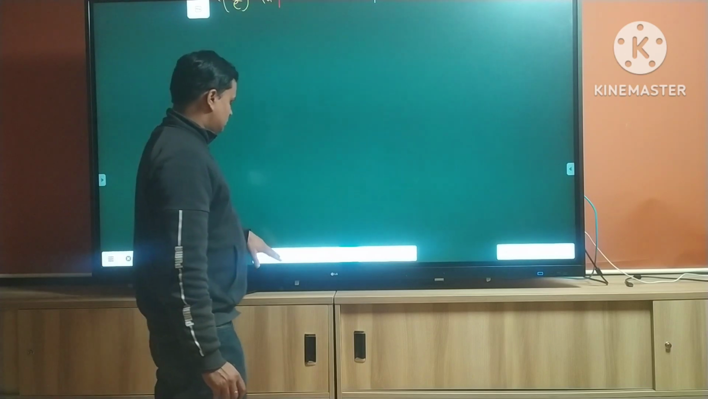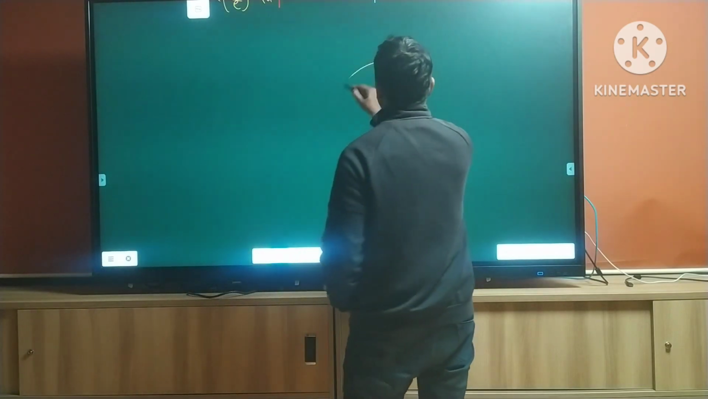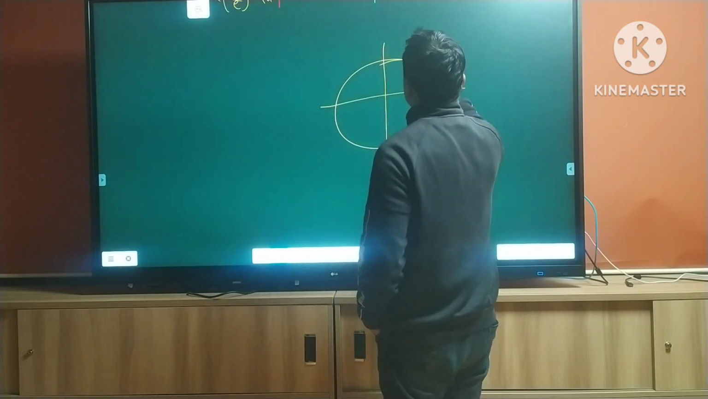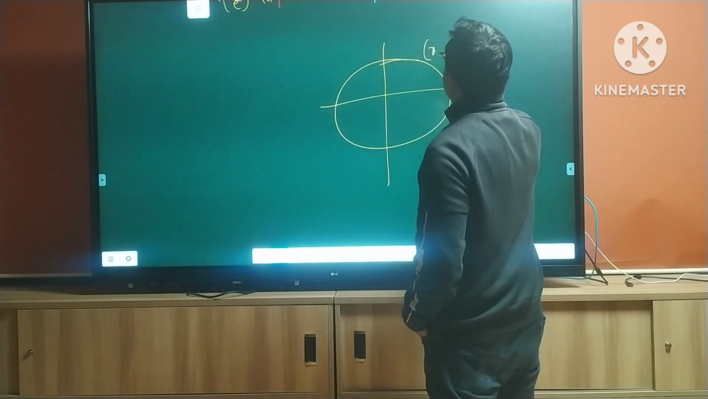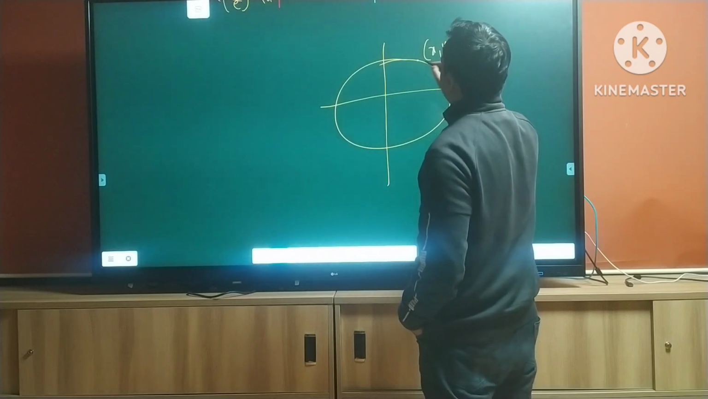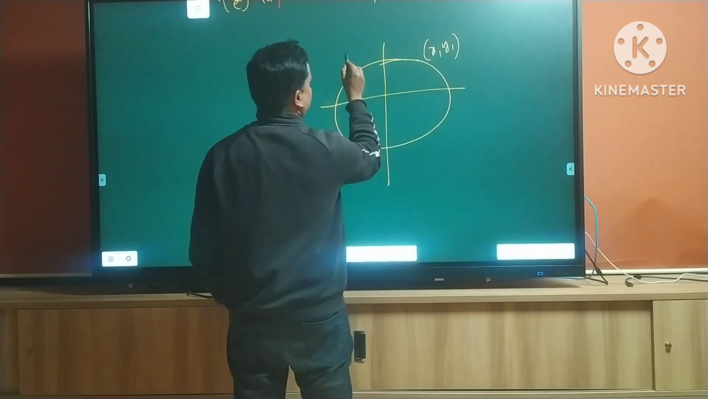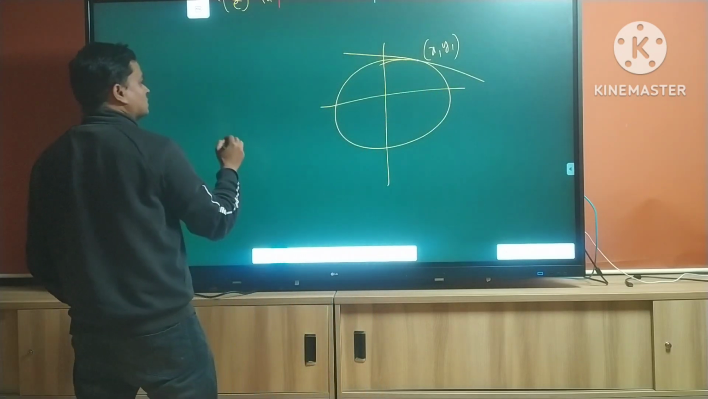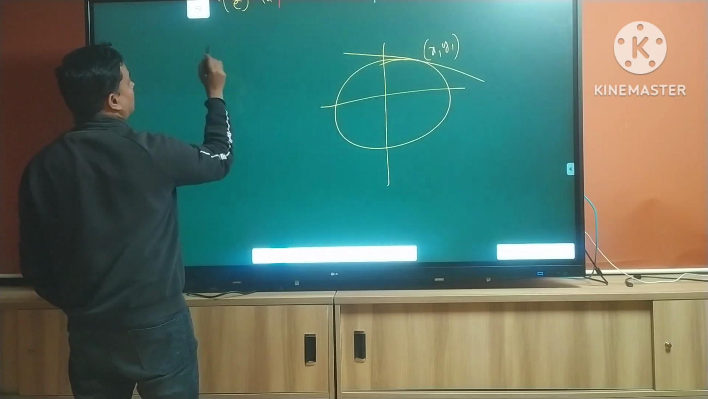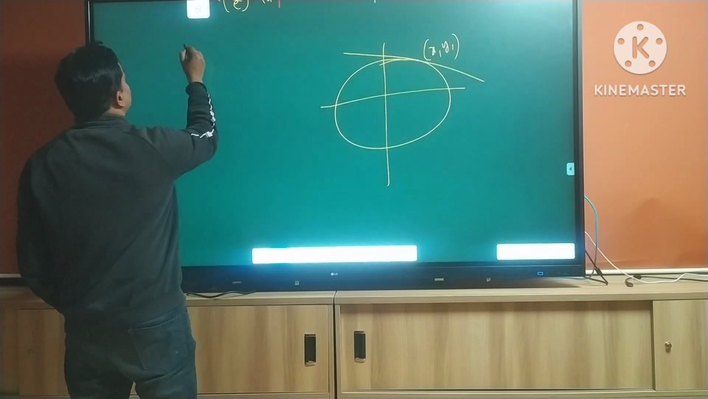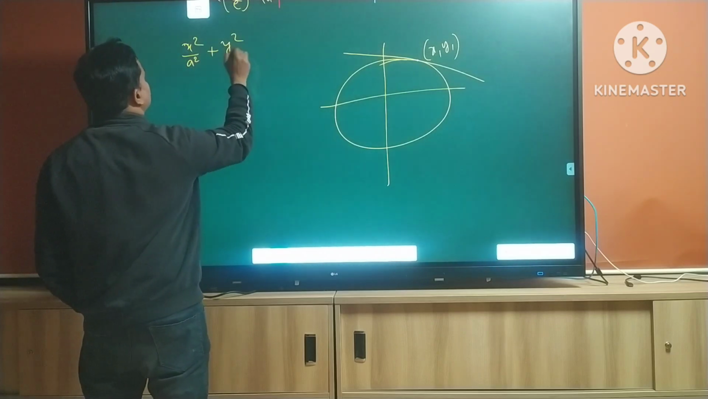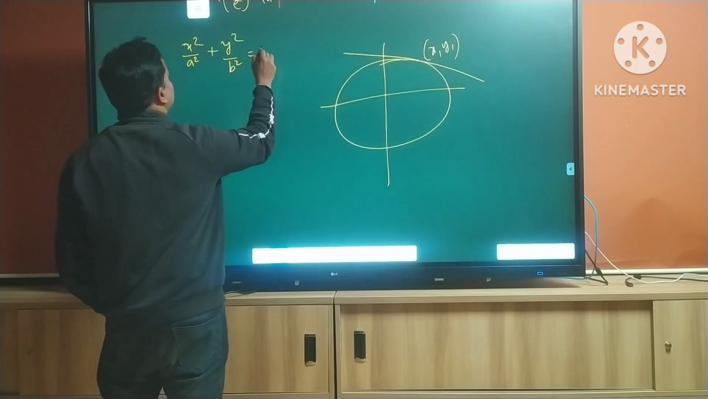The first one says that if there is an ellipse, and a random point is here, x1, y1, and I want to find the equation of the tangent drawn at this particular point. It is very easy. How will we find it? First of all, by calculus, we will find the slope at point x1, y1. So, if the curve equation is x square by a square plus y square by b square is equal to 1, then we will be differentiating both the sides.